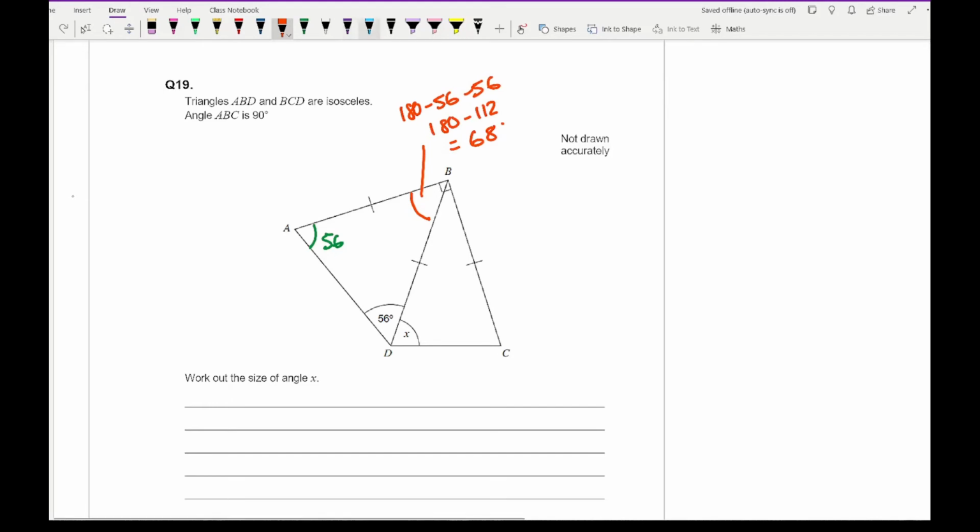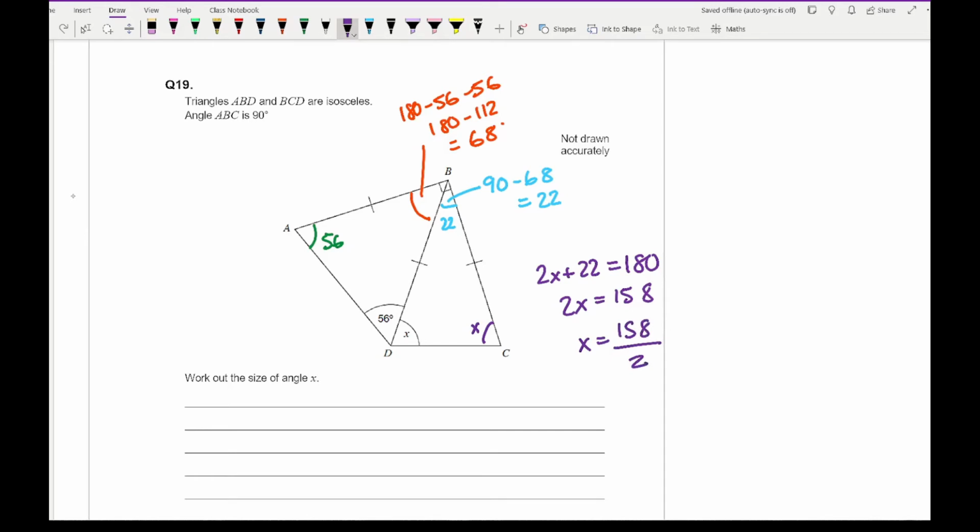Then from this, I can work out what this angle here is going to be, because that's going to be 90 minus 68, and that gives me an answer of 22 degrees. And then to work out what angle X is, well, this is going to be X. I know that 2X plus 22 equals 180 because the angles in a triangle add up to 180. So 2X equals 158, and so X equals 158 divided by 2, which gives me an answer of 79.